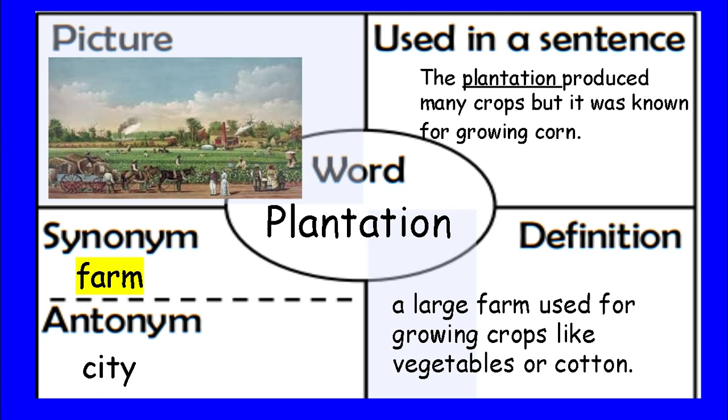Antonym, the opposite. The opposite would be the city, because in the city, you really don't have a lot of space to grow a lot of vegetables. Plantation.